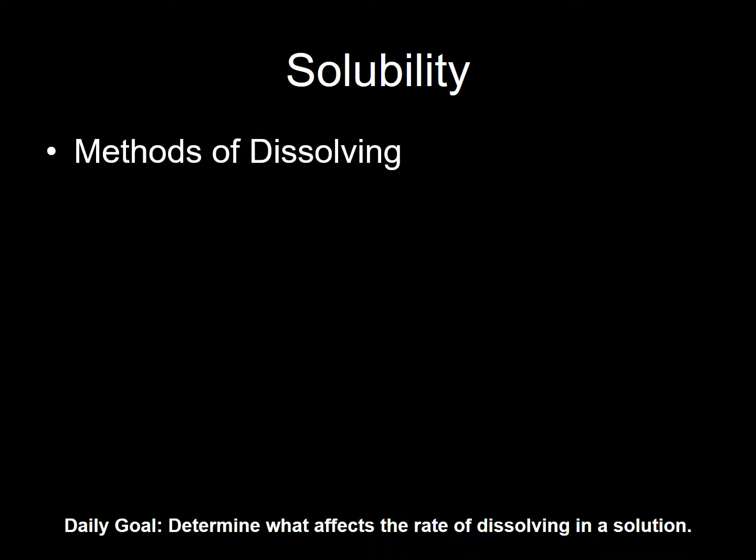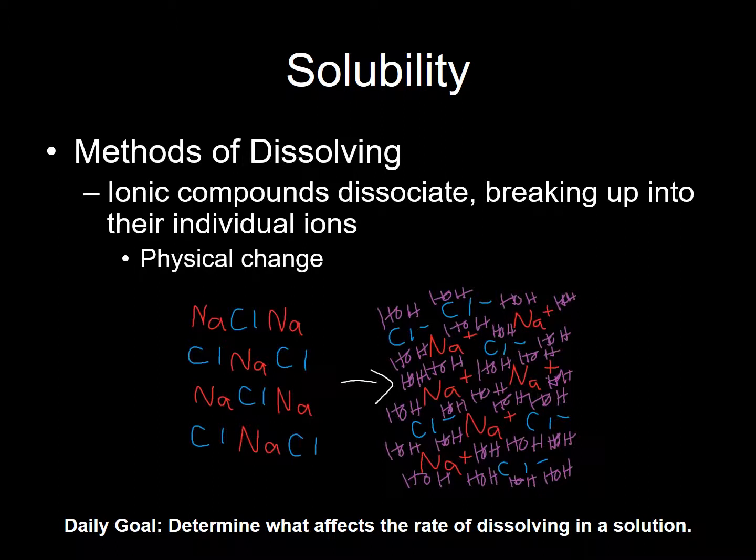When we're talking about dissolving, there's more than one way that a substance can dissolve. The first method of dissolving is called dissociation. In dissociation, ionic compounds break up into their individual ions. This is a physical change because it can be reversed. So in our example down here, we have our clump of sodium chloride or table salt that gets broken down into its individual ions when dissolved in water. And so those actual individual ions break up, and you now have free-floating sodium ions and chloride ions.